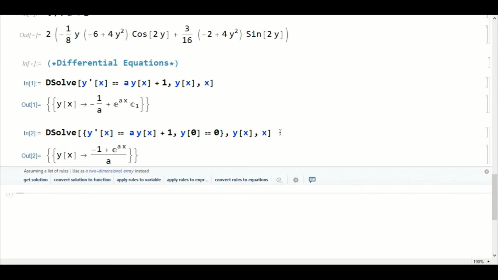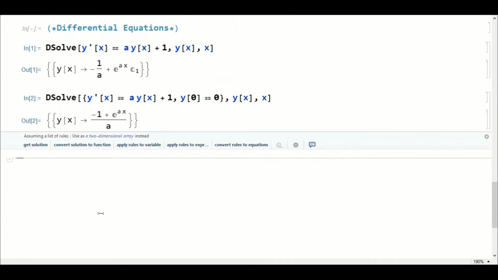You can see that the dependence on this constant has gone. It must be 1 by a, which is why it is written like this. So this is how you can club the initial condition with the differential equation.